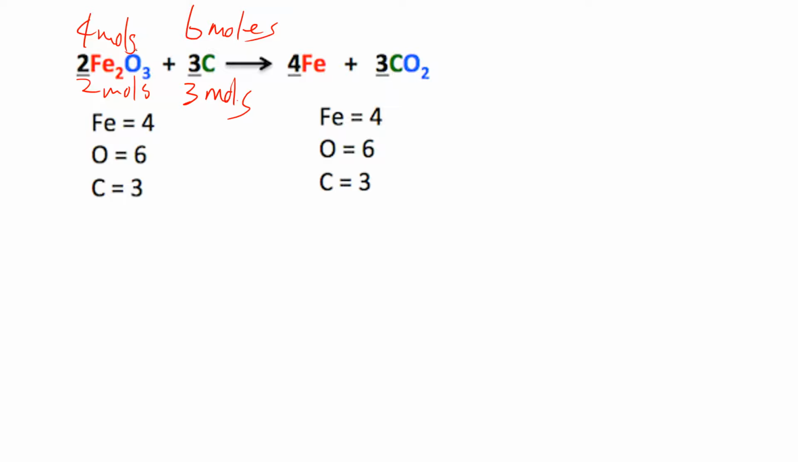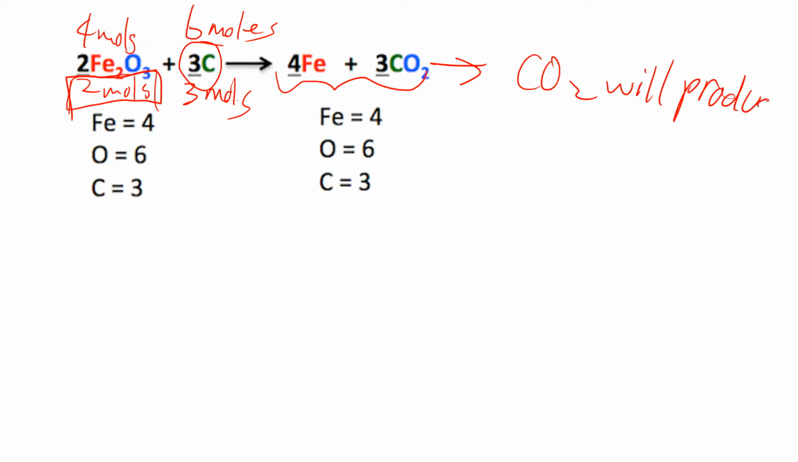And this is basically the basis of stoichiometry. It asks, I have this many moles, and remember, it's always in moles, and it wants you to know how much of this you need and how much of this you will produce. So let's say I have 2 moles of iron oxide. How many moles of carbon dioxide will we produce? The answer is 3, because for every 2 moles of iron oxide, we produce 3 moles of carbon dioxide.